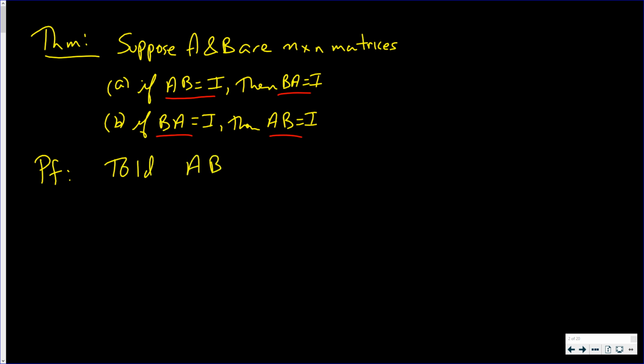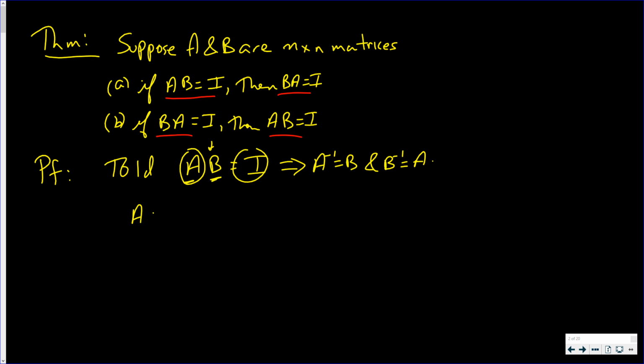So we are told that AB is equal to I. I want to get that. Now this means that the inverse of A, the inverse of this matrix, that is what you multiply that matrix by to get the identity, is B. And likewise, what you multiply B by to get the identity is A. So the inverse of B is A.